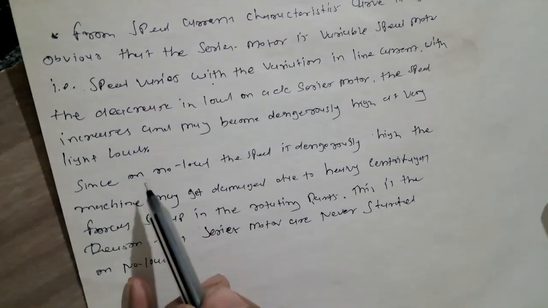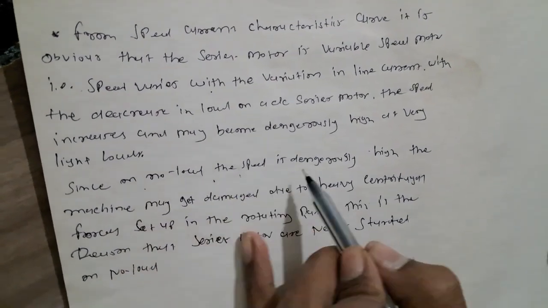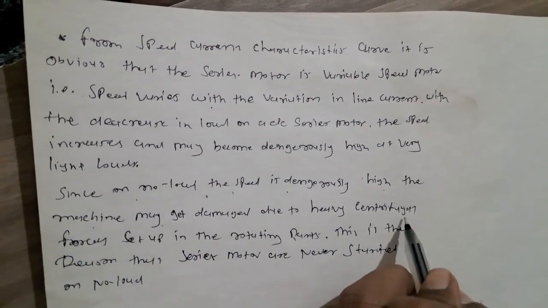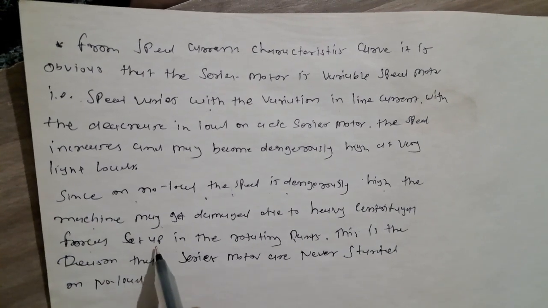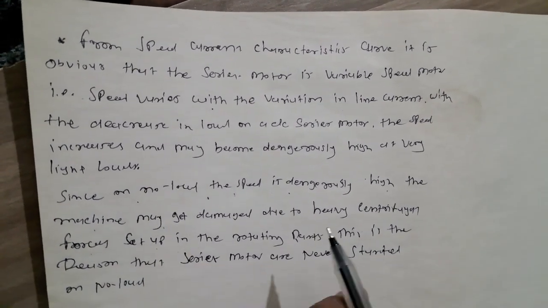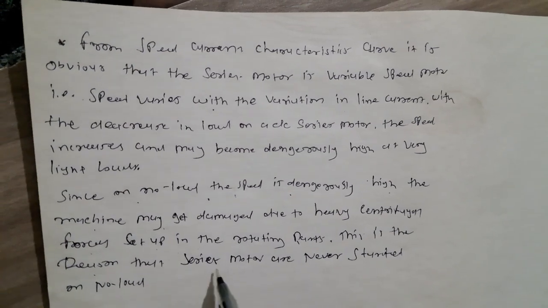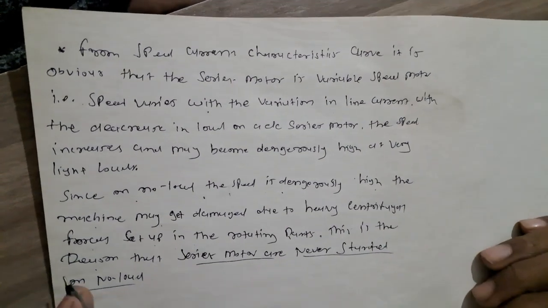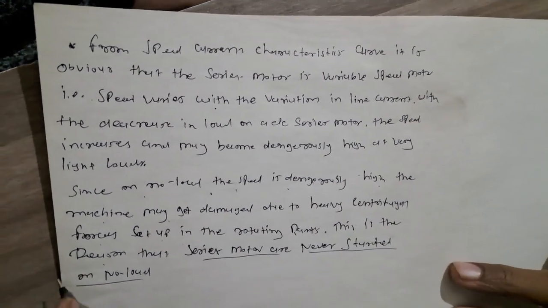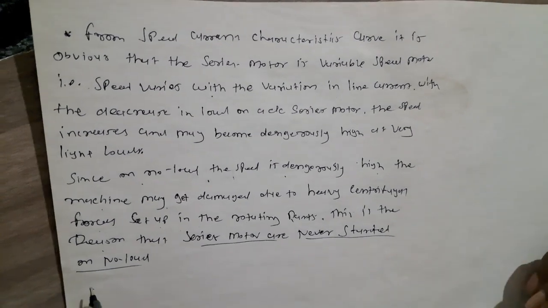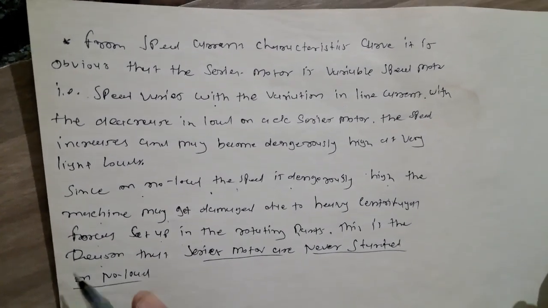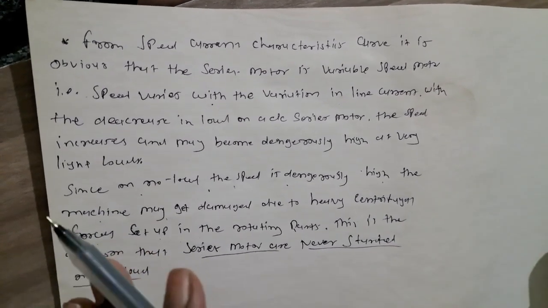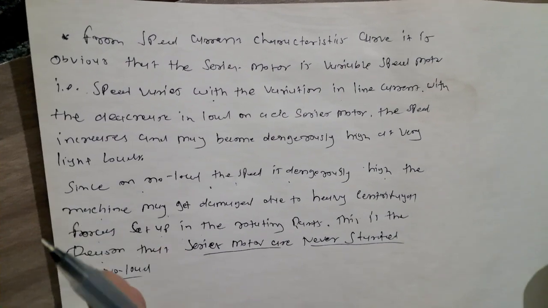So since on no load the speed is dangerously high, the machine may get damaged due to the heavy centrifugal forces set up in the rotating parts. This is the reason that series motors are never started on no load. When the motor is connected across the supply mains without load, it draws a small current from the supply mains flowing through the series field and armature.